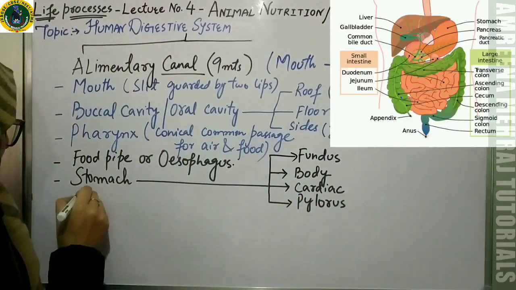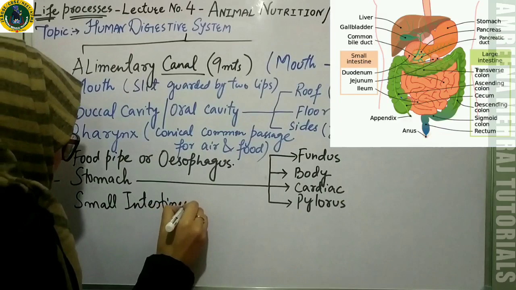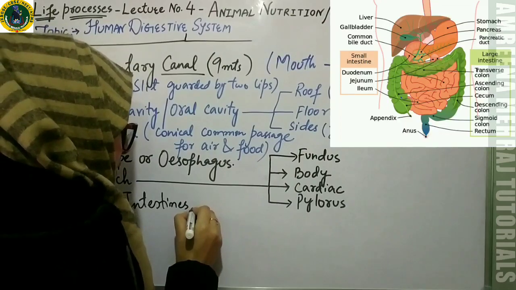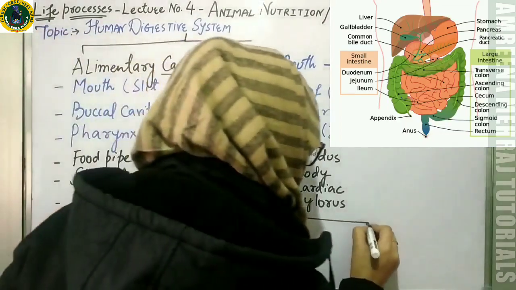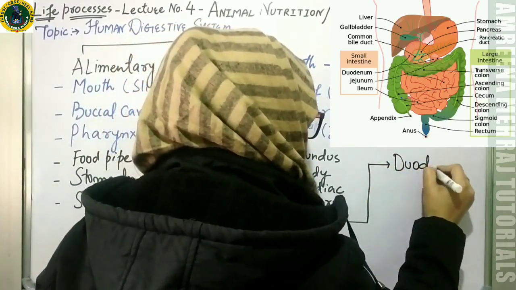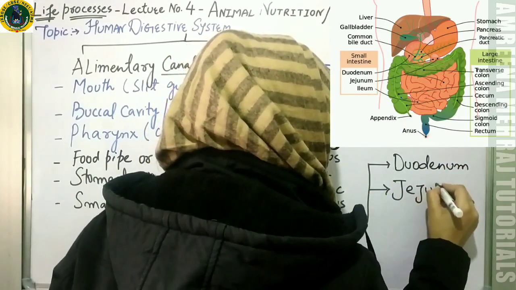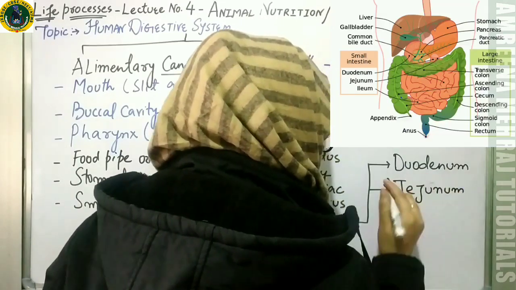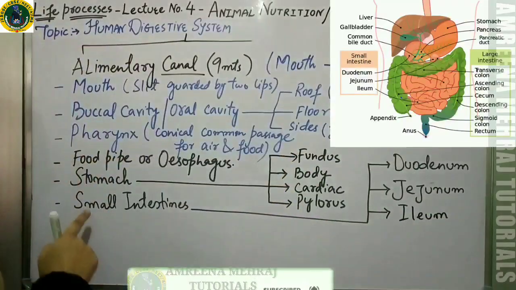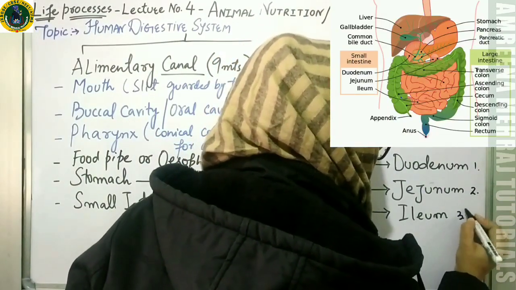Once the stomach is done, you will find the small intestines. Small intestines again will have 3 parts. How many parts? 3 parts. Number 1 part is the duodenum. Number 2 is the jejunum. And the 3rd part is the ileum. These are the 3 parts of your small intestines. Number 1 duodenum, number 2 jejunum, number 3 ileum.